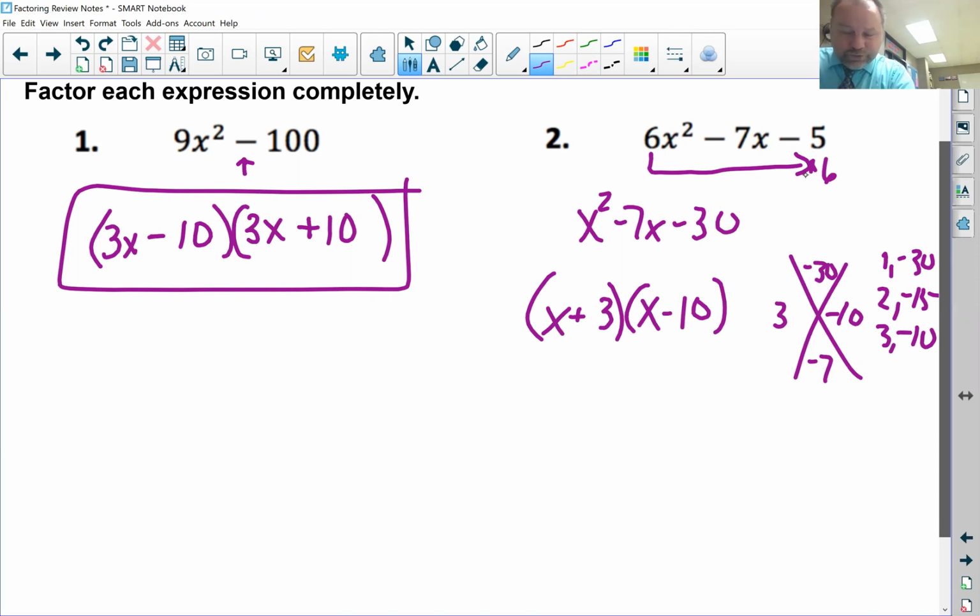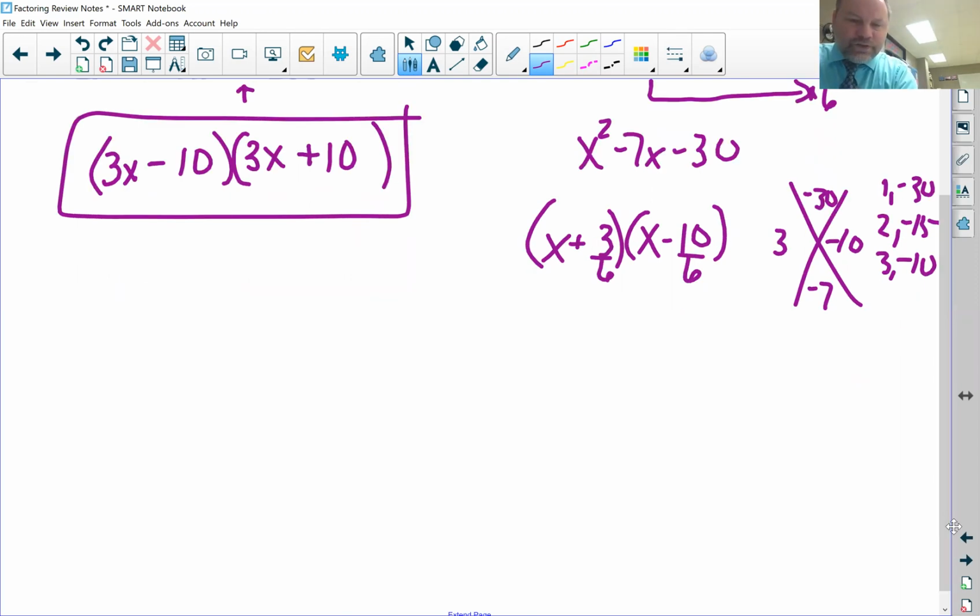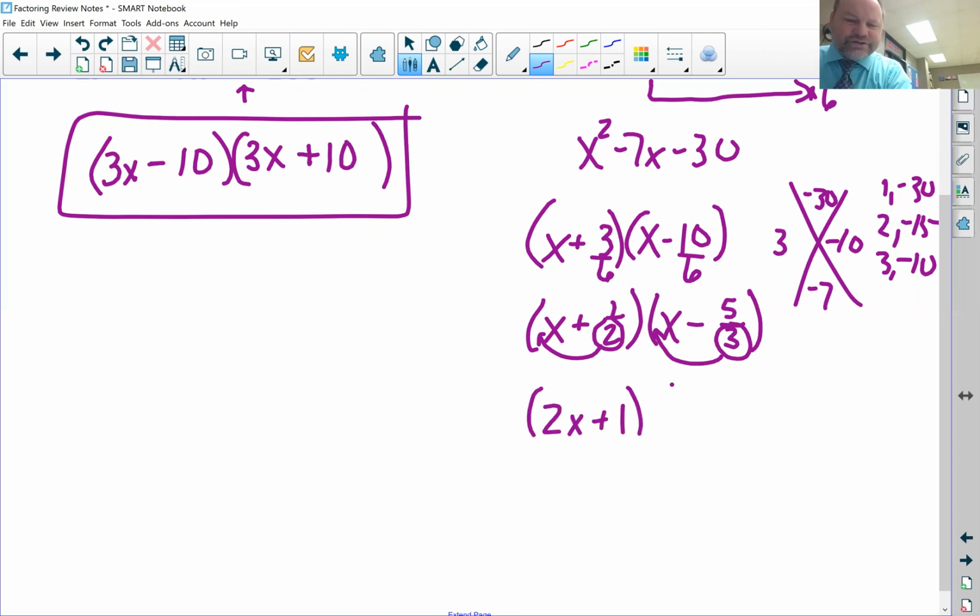To get those, again, I had to multiply by 6. So now I'm going to divide by 6 and reduce if I can. 3 over 6, oh, those both have a factor of 3. So they reduce to 1/2. 10 over 6 has a common factor of 2, so that would be 5 over 3. Because our factors are fractions, the denominator goes in front of the x as the coefficient.